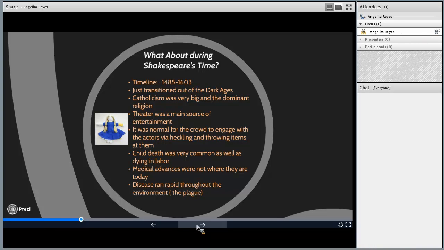Another thing that shaped it was that child death was very common. A lot of kids would die before they reached adulthood, and that was a common thing. It was really sad, but it was common, and people would die giving birth. Also, because medical advances aren't where they are now, people would die if they got a cold or a pretty bad injury, because they didn't have medical advances to be able to prevent it.